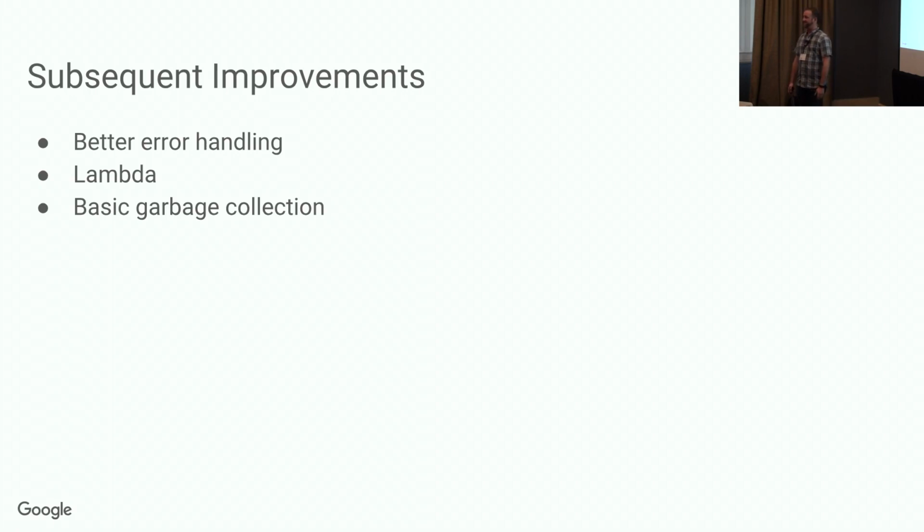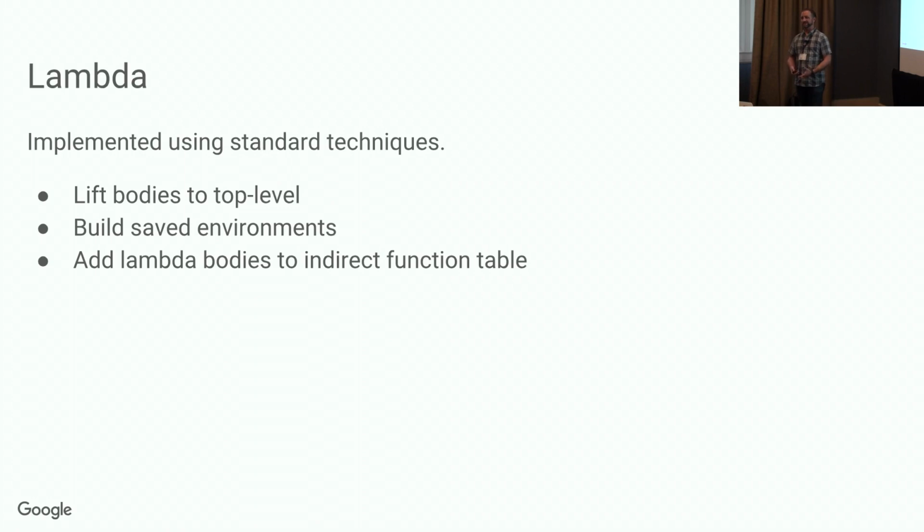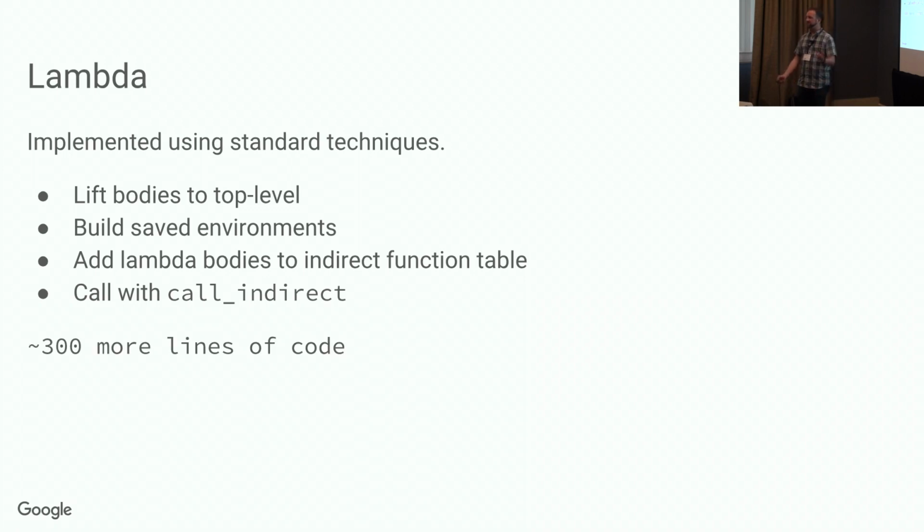And I added a really basic garbage collector. For Lambda, there's nothing super special there. You just lift all the functions out and build closures and do what you normally do when you implement a compiler for Scheme. Use call Indirect that I talked about earlier and so on. So that's Lambda. And it was about 300 more lines of code to add that.